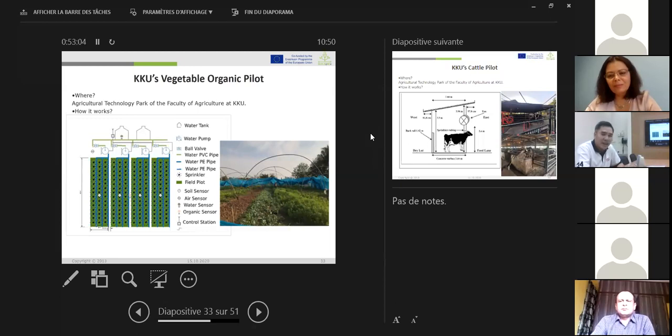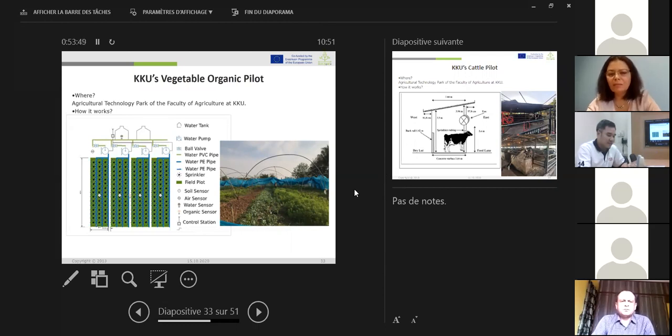When I say the organic system, I mean we have soil sensors, air sensors, and water sensors to monitor the pH and for chemical detection for the purpose of organic vegetables. The sensors will collect the data and send it to the cloud system, and then the data will be sent to the European partner, and they can use the data for another research.